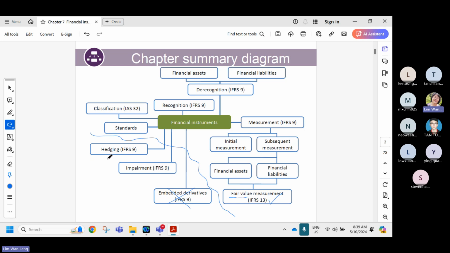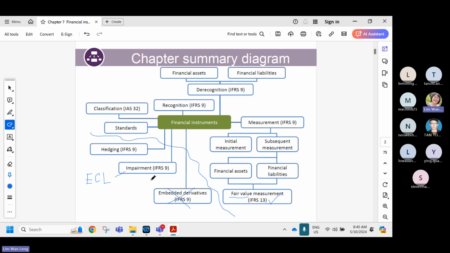What does it mean to account for the transaction as part of hedge accounting? And how do we actually provide impairment for our financial assets? Under impairment, we are going to look at ECL. ECL means what? Expected credit losses. Under the ECL for impairment, you will have stage 1, stage 2, stage 3 ECL.